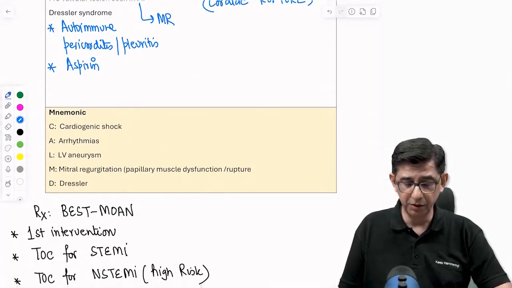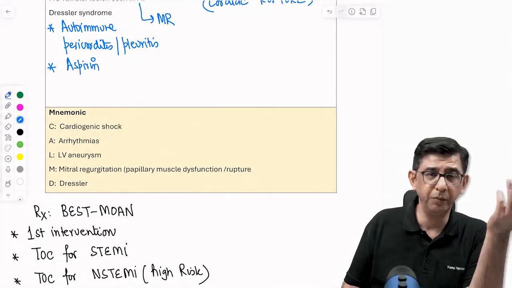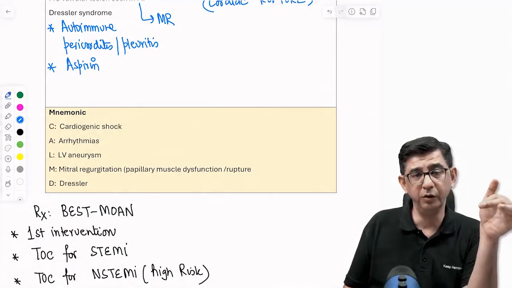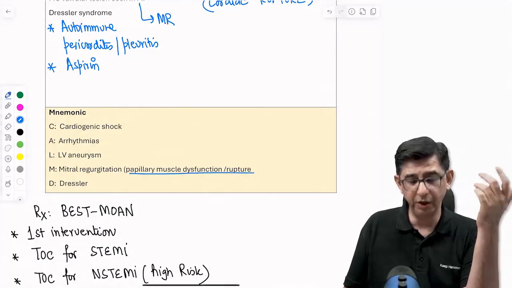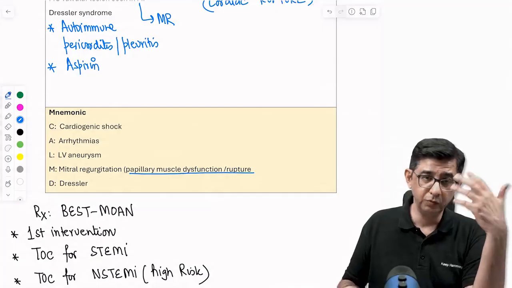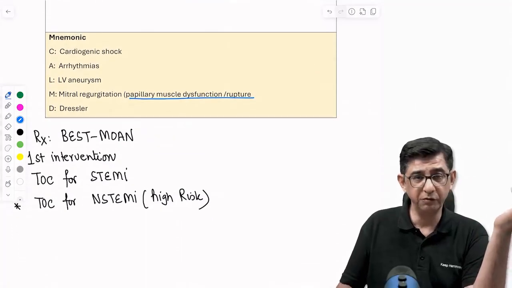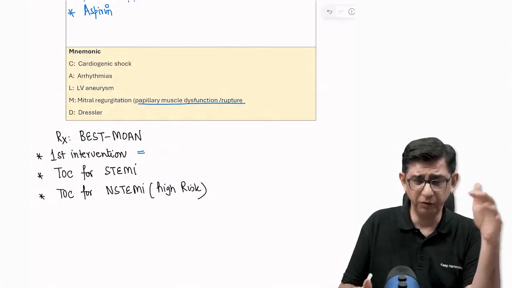As far as the complications are concerned, it is CALM-D. CALM-D would mean cardiogenic shock, arrhythmias, LV aneurysm, mitral regurgitation due to papillary muscle dysfunction or rupture, and then Dressler syndrome. If he says what is the management, it is BEST MOAN. If he says what will you do first, then I'll write the full form of BEST MOAN also.